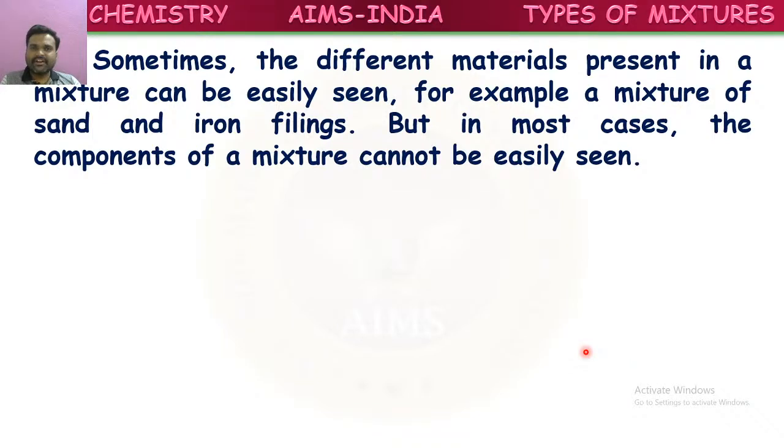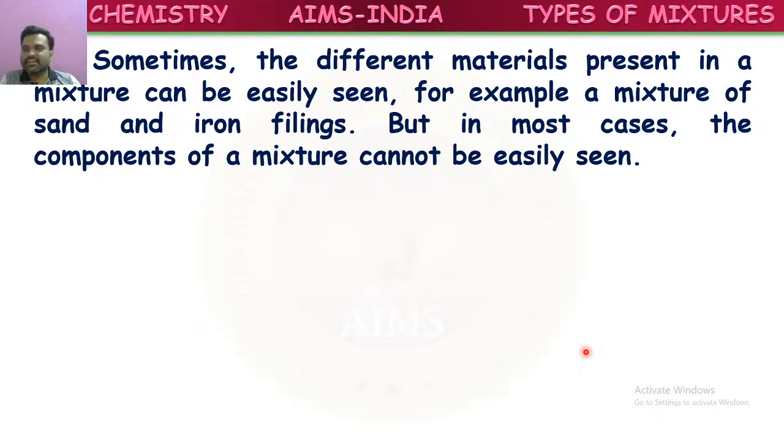Sometimes the different materials present in a mixture can be easily seen. For example, a mixture of sand and iron filings. If you take some of that sand in your hand and observe, the sand particles and the iron filing particles can be seen clearly because of their color difference.